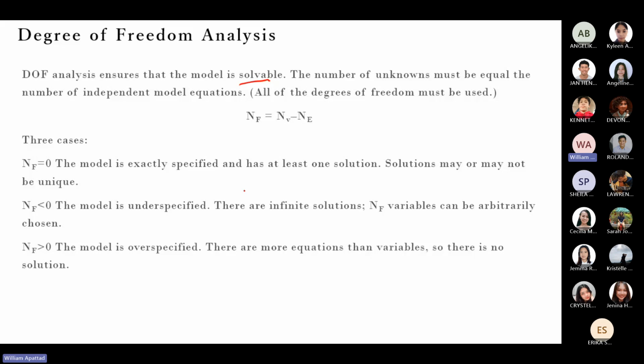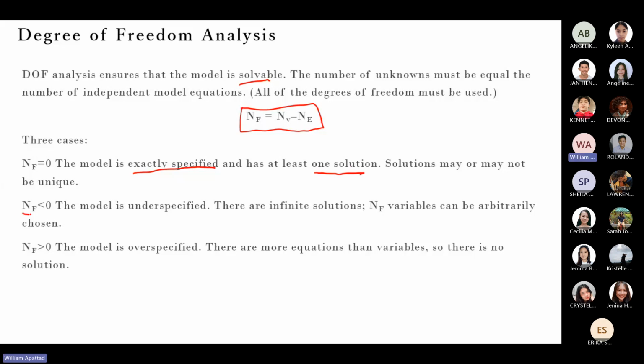So, we have this formula. NF is equal to NV minus NE. Okay? NF, this is the number of freedom. NV, number of variables. And NE, this is number of model equations. So, there are 3 cases here sa degree of freedom. If NF is equal to 0, the model is exactly specified and has at least one solution. So, it may or may not be unique.